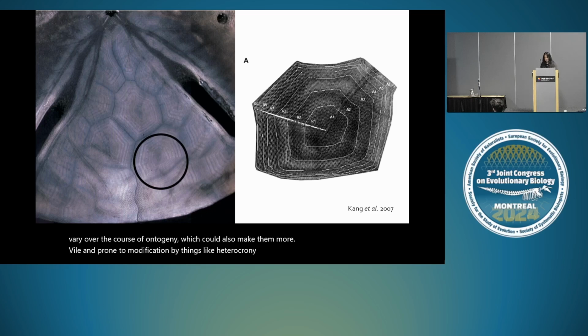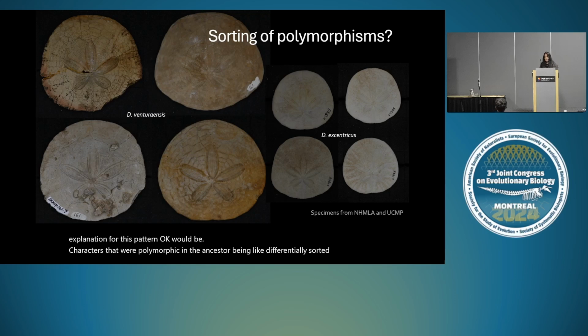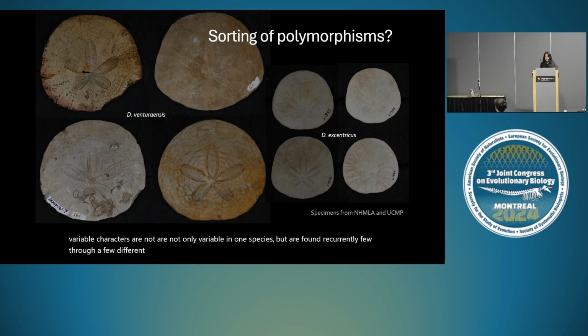Another potential explanation for this pattern would be characters that were polymorphic in the ancestor being differentially sorted among the descendants, something similar to incomplete lineage sorting. In fact, many of these highly variable characters are not only variable in one species, but are found recurrently through a few different species. In this example, Dendraster venturensis and eccentricus are believed to be closely related to one another, and you can see that they share some of these major categories of different overall outlines.